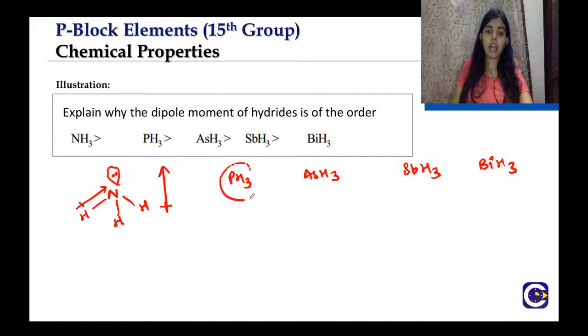is that when you go down the group, the electronegativity of the central atom decreases, right? So it will not pull the shared pair of electrons between phosphorus and hydrogen towards itself to such an extent as compared to that of nitrogen and hydrogen basically, right? So phosphorus, due to the lesser electronegativity, will have a lesser dipole moment. Then arsenic, much lower electronegativity. Antimony, much lower electronegativity, and bismuth, the least electronegativity amongst the whole group, right? So this is why the dipole moment of hydrides is of the order this.